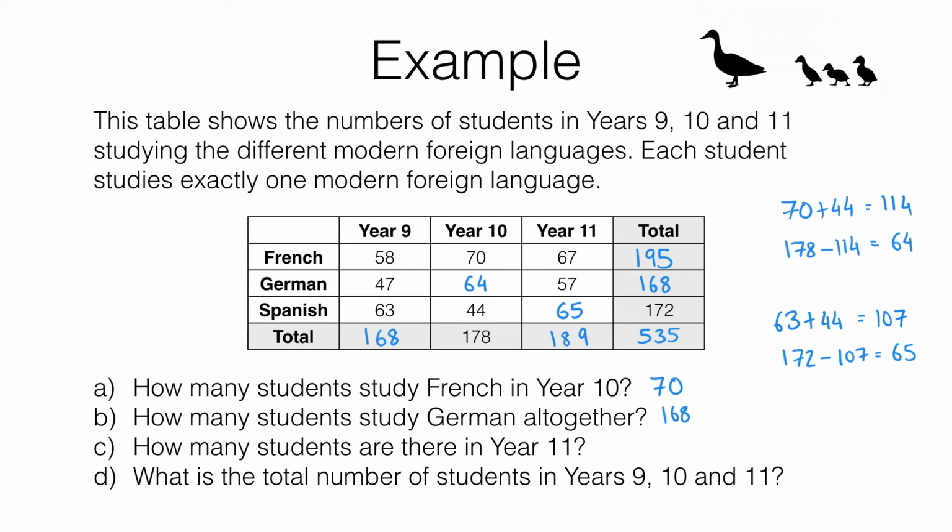Pause the video and answer questions C and D. Here are the answers. How many students are there in Year 11? Well, the total for Year 11 is 189. And for question D, what is the total number of students in Years 9, 10 and 11? Well, if we add up all of the students in Year 9, Year 10 and Year 11, we get these numbers added together, which is 535.